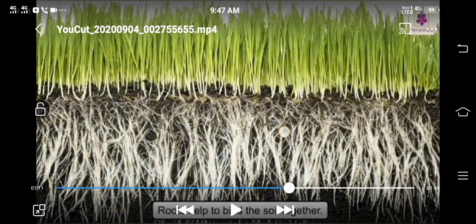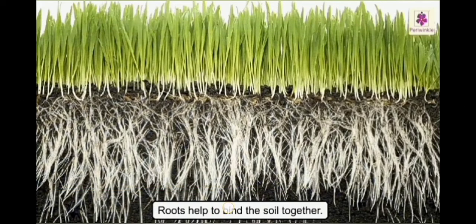Here you can see in this picture, roots help to bring the soil together. So if we plant more and more trees, what happens? The roots bind the soil together, so it holds the soil tightly.